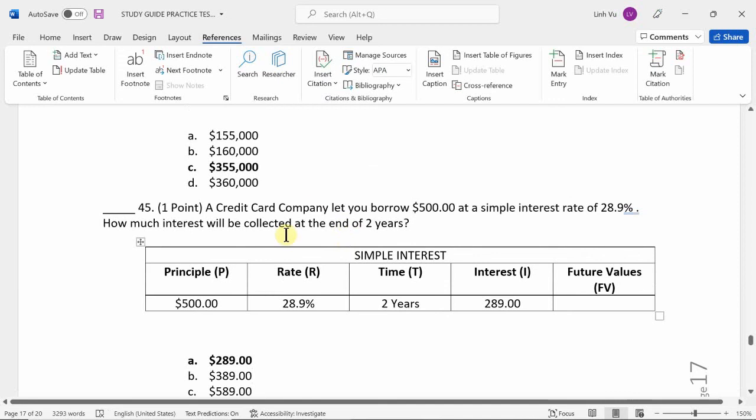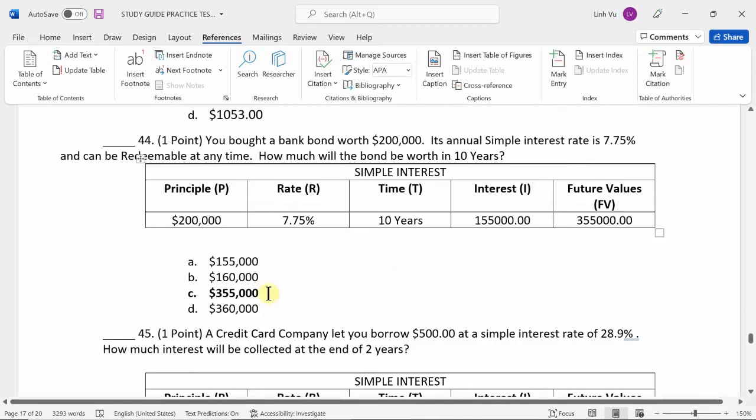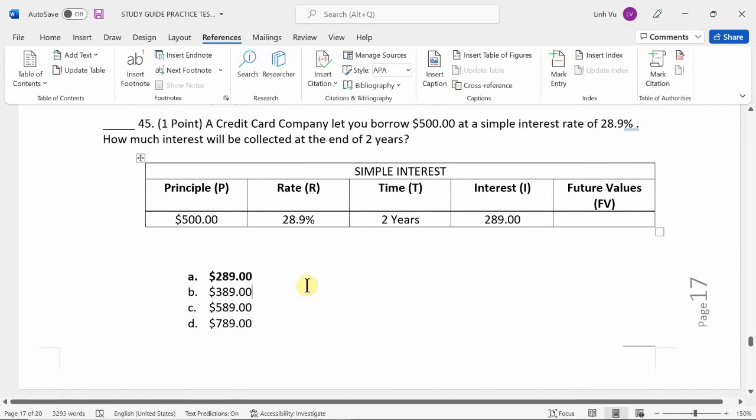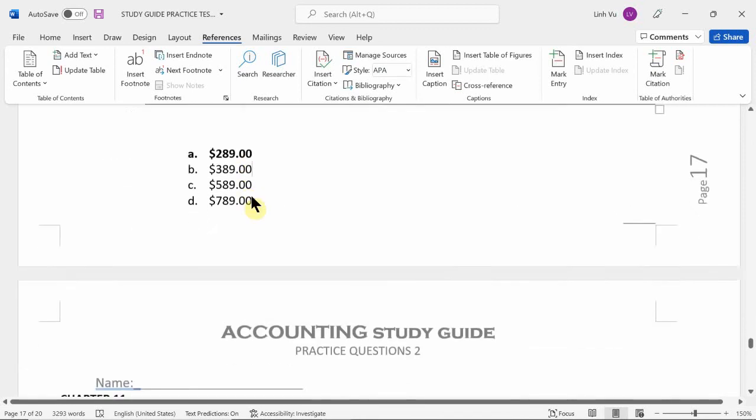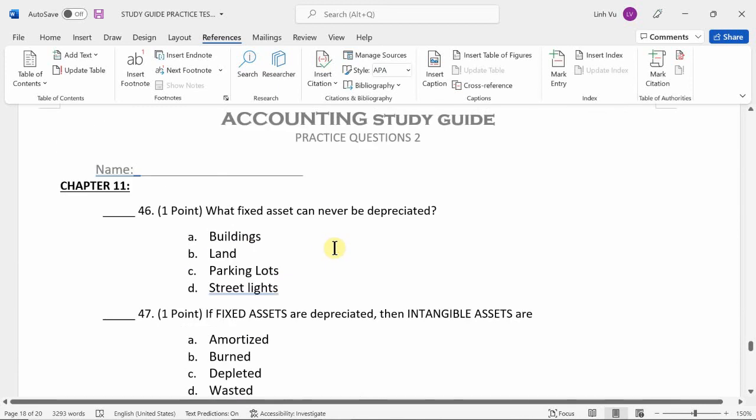So make sure you read these very carefully because I will ask you exactly this way. I will ask you one of these 2 questions: how much interest will be collected in 2 years, and how much will the bond be worth in 10 years? One of them is asking you for the future value, and one of them is asking you for the actual interest. So make sure you know exactly what the question is asking, because I could mix the answers in there together. All right. Now moving on to chapter 11.